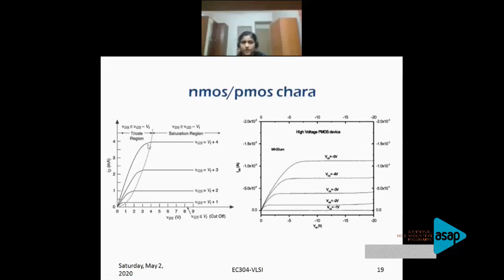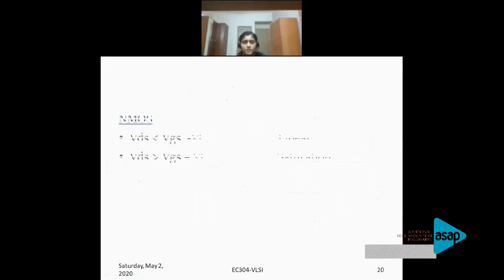In order to analyze this, what you need to remember are the equations governing the entry into these three regions. Say for NMOS, when my VDS is less than VGS minus VT, your NMOS has gone into a linear region. And when VDS is much greater than VGS minus VT, you call that it has gone into a saturation region. So these two equations for NMOS you have to keep in mind.